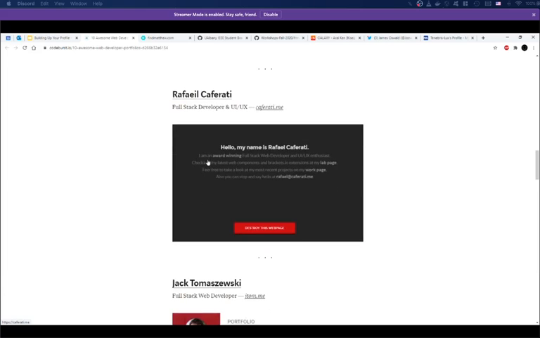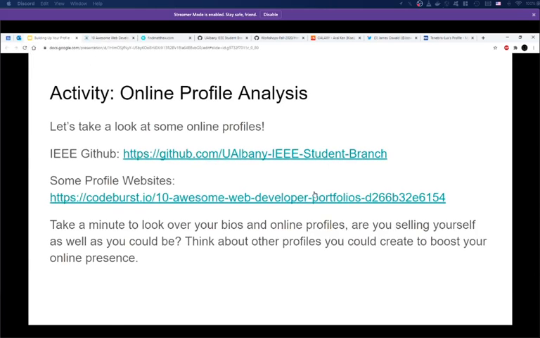Look at this. Award-winning full-stack web developer. First thing I list is experience. I can't stress how key it is to put your experience everywhere. It's the best way to sell yourself. So take a minute to look over your bios and online profiles. Are you selling yourself as well as you could be? Think about other profiles you could create to boost your online presence.